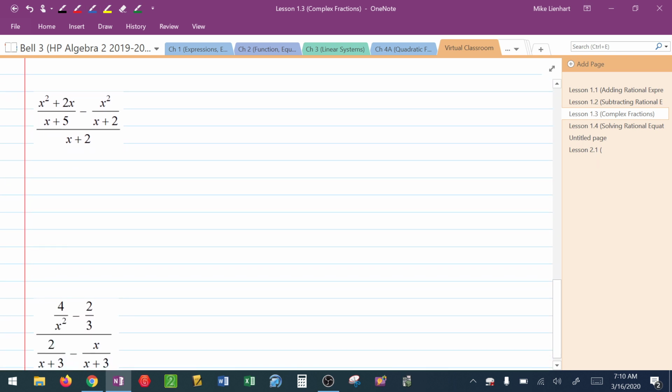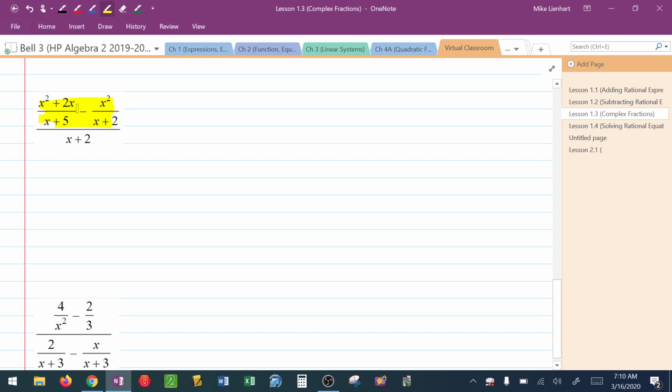All right. Another one where we're going to need to adjust the numerator, but this time the numerator does not have the same denominator. All right. So from the numerator, I'm just focusing on the numerator right now. This is why they call these complex. There's going to be quite a few steps here now.